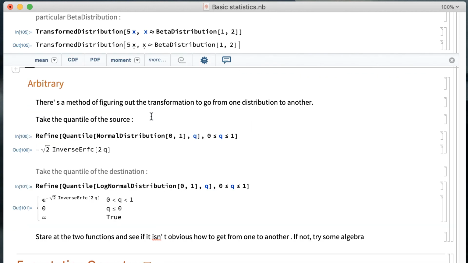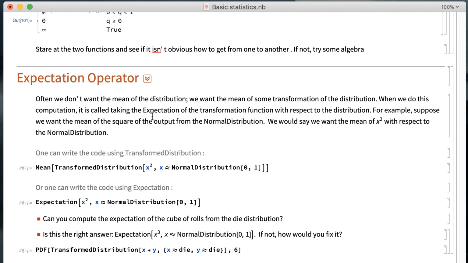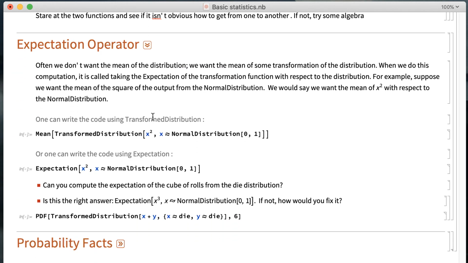The notebook points out a way of going from one transformation to another. I think that's probably just best read and not have me comment on it here, so that I can move to the expectation operator. And the idea of the expectation operator is, I don't want the mean of an underlying distribution. I want the mean of some transformation of the distribution. And when we do this, it's called taking the expectation of the transformation function with respect to the distribution.